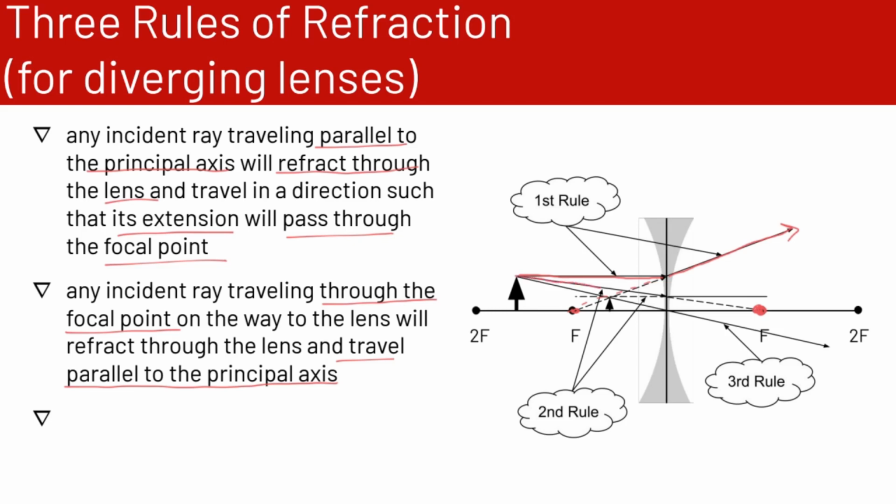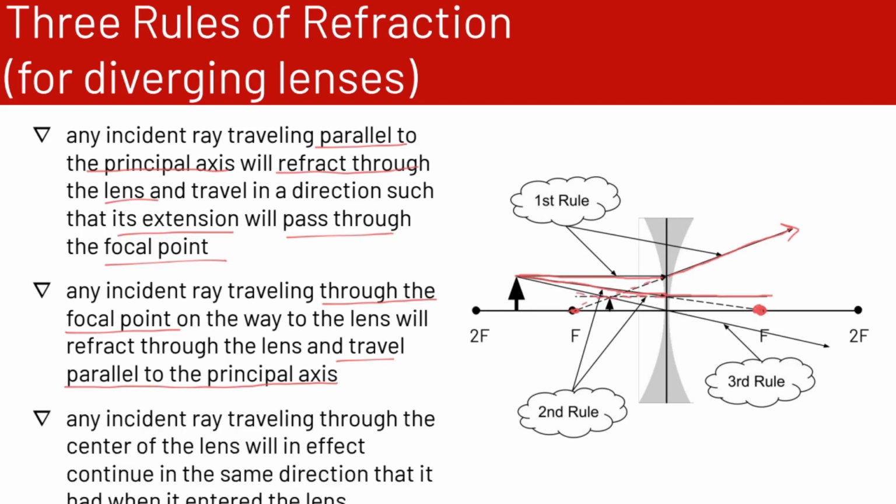So here is our ray that goes through the focal point. And the refracted ray is parallel to the principal axis. And so we draw this extension that goes parallel to the principal axis.